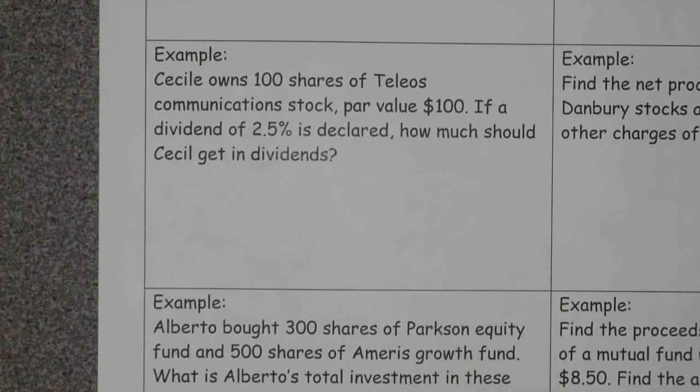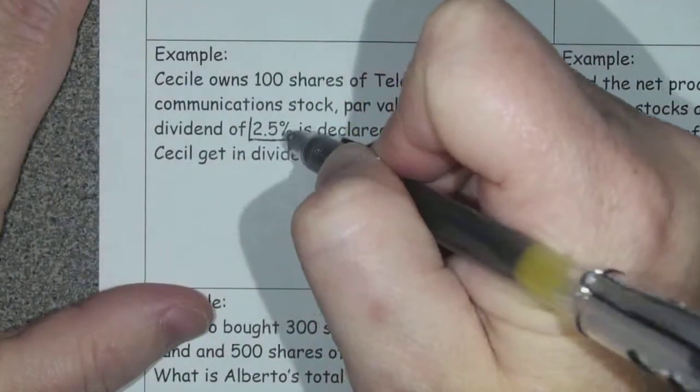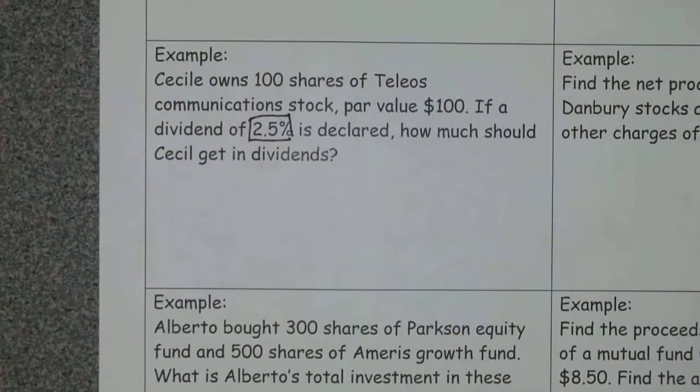All right, Cecil owns 100 shares of Telios Communications stock. Par value is $100. That means the value at present time. If a dividend of 2.5% is declared, how much should Cecil get in dividends? You guys, dividends are considered to be yearly unless they tell you otherwise. So there's a problem on your assignment that says quarterly. If you get paid a dividend quarterly, then you would times whatever amount by 4 to figure out the yearly. So just keep that in mind.